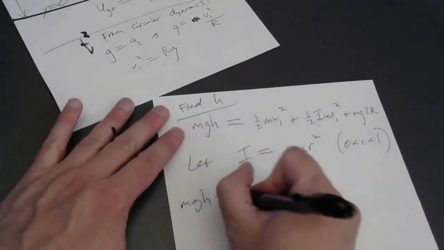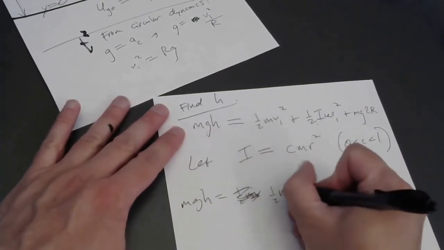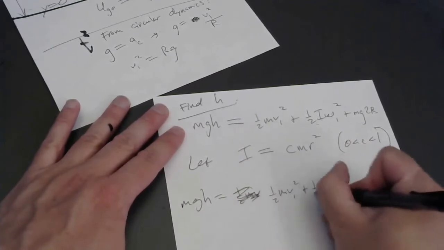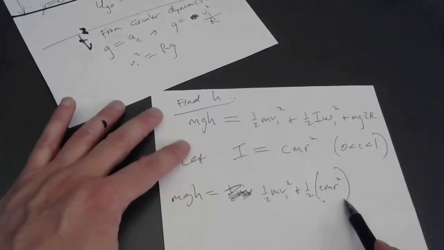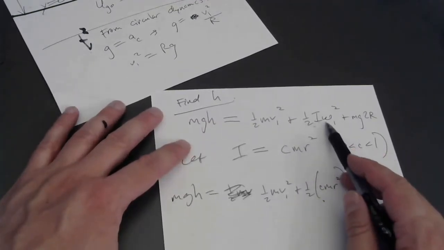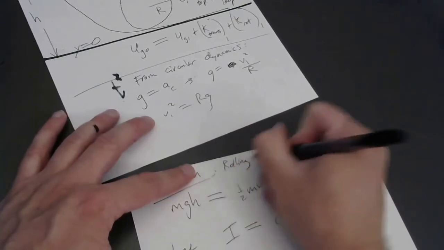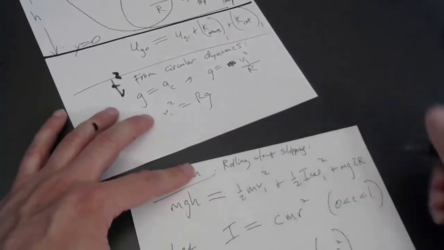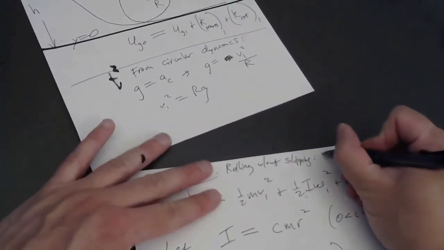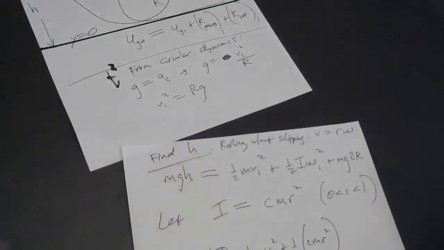Okay, MGH equals 1/2 M, whoops. All right, I'll save that step, because first we need to recognize I is CMR squared. This is the rotational inertia. Once again, we need to recognize that omega-1 is related to V1 for rolling without slipping. The velocity of the center of mass is the radius of the ball times the rotational speed of the ball.